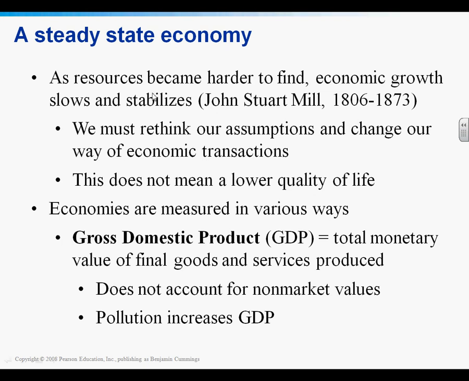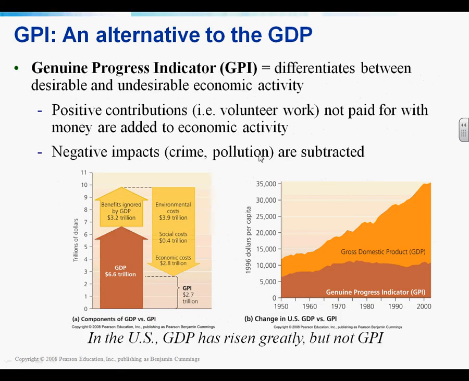If we look at our steady state economy, John Stuart Mill, resources are going to become harder and harder to find as we see economic growth and as that growth slows and stabilizes. So we got to think about, okay, as we use more, it changes our way of life. Not a lower quality of life, but it changes it. So if we look at what economies are measured by, gross domestic product, so what's the goods and services they produce? Pollution will increase as so does GDP, right? Because we are producing more goods and services.